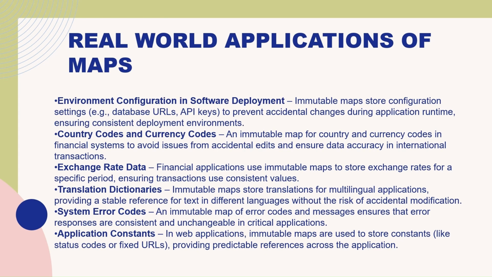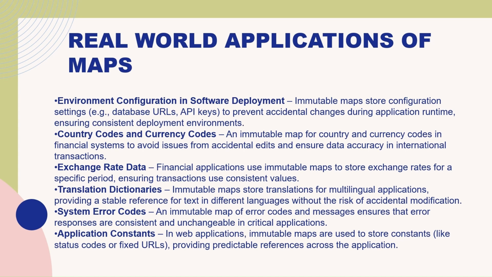Real-world applications of maps. Environment configuration in software development: immutable maps store configuration settings, for example database URLs and API keys, to prevent accidental changes during application runtime, ensuring consistent deployment environments. Country codes and currency codes: an immutable map for country and currency codes in financial systems avoids accidental edits and ensures data accuracy in international transactions.